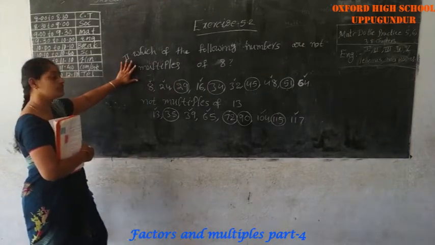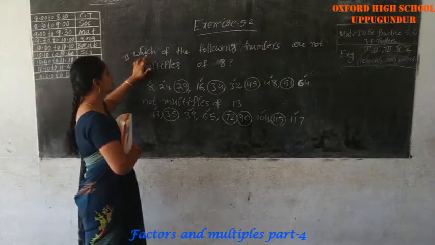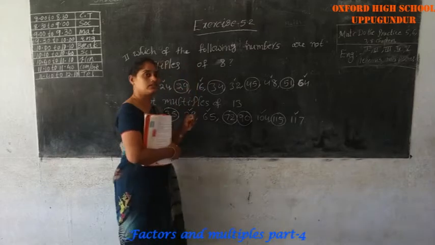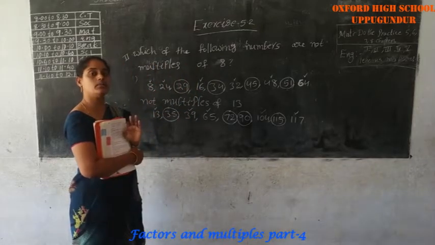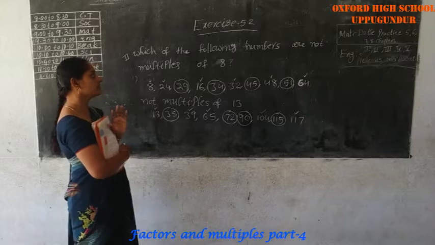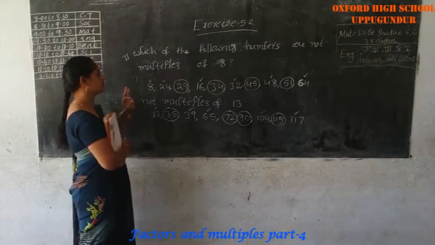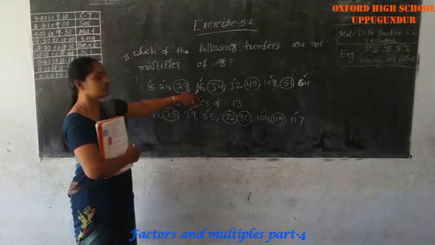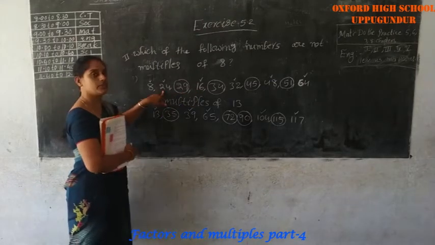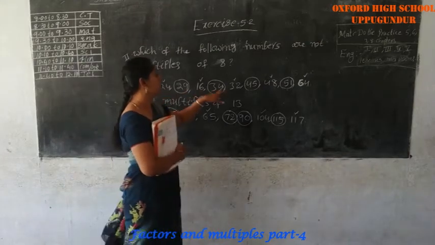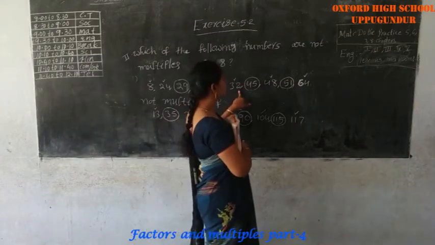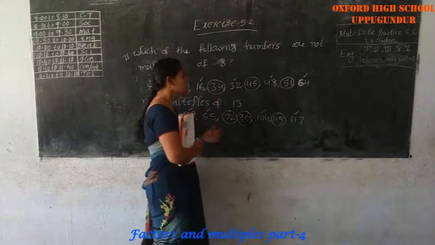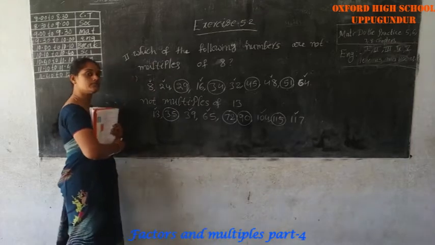Not multiples of 8. See, once again listen. Which of the following numbers are not multiples of 8? See, in the 8 table, 8 ones are 8. Next, 8 twos are 16, possible. 8 threes are 24, possible. 8 fours are 32, possible. 8 sixes are 48. 8 eights are 64. These are possible values.